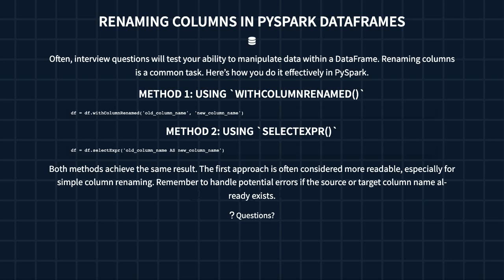First, you can use the withColumnRenamed method. This is pretty straightforward. It takes the old name and the new name as arguments. Then there's selectExpr, which allows you to effectively create a new expression that essentially renames the column. Both of these methods will rename your columns, so pick the one that best suits your style or readability preferences.